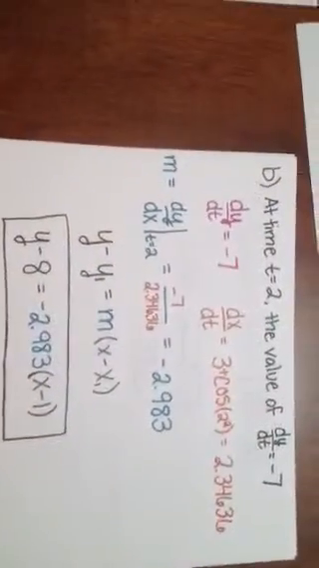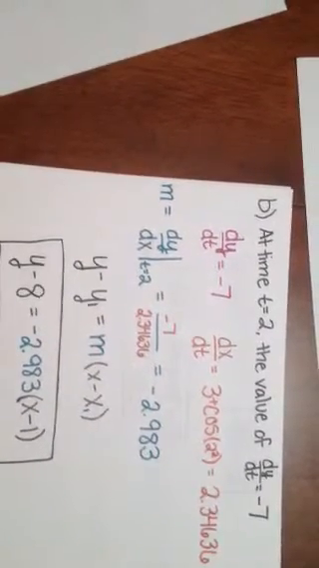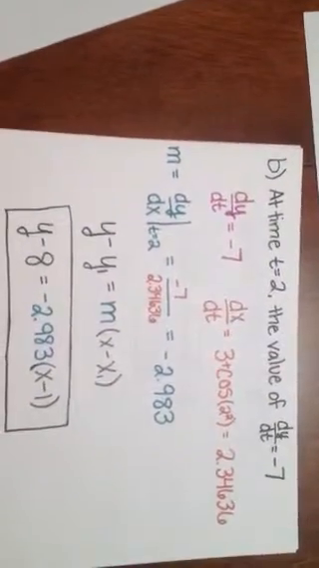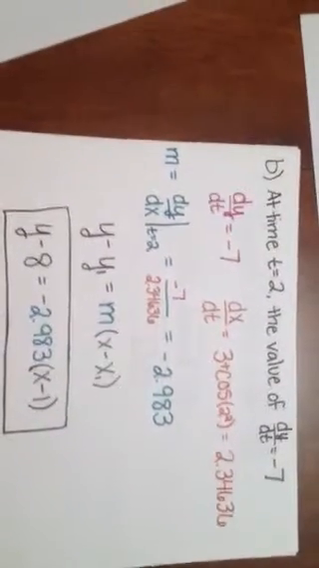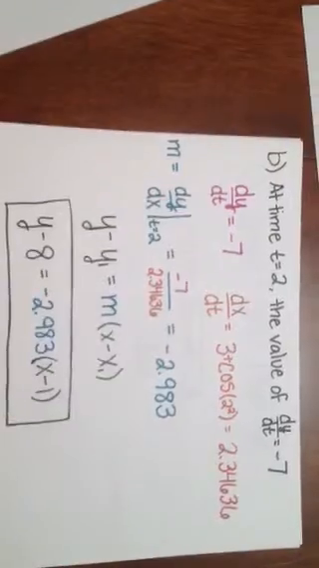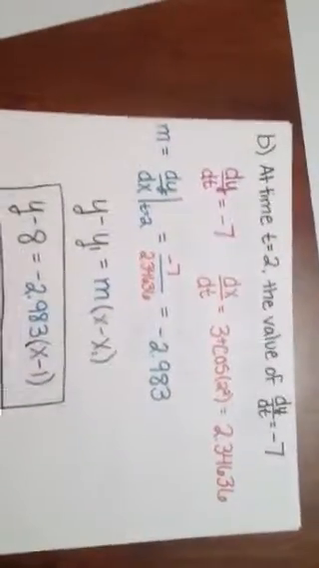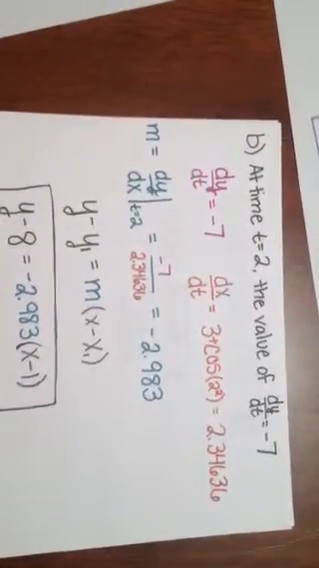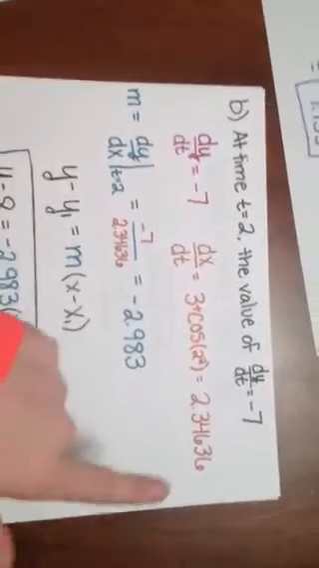For part B, we were asked to find an equation for the line tangent to the curve at the point x of 2, y of 2. We're told that at time t equals 2, the value of dy/dt is negative 7. And dx/dt we were already given is 3 plus cosine t squared. So when we plug in 2, we get this answer.